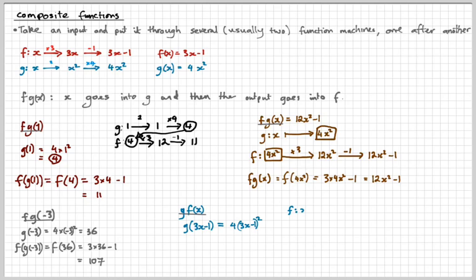Let's look at the same thing through function machines, because I think that's easier. When we put x through f, we get 3x minus 1. Now we take 3x minus 1 and put it through g. 3x minus 1 will be squared, and then multiplied by 4.